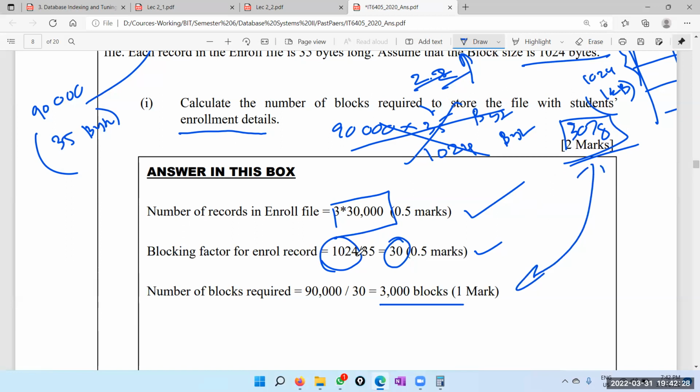So now we know that one block can have 30. If you get 30 point something, it has to be floor. Then of course we have 90,000 records, and one block can have only 30. Therefore, we need 3,000 blocks. So that should be the answer. Okay, right. So any questions?